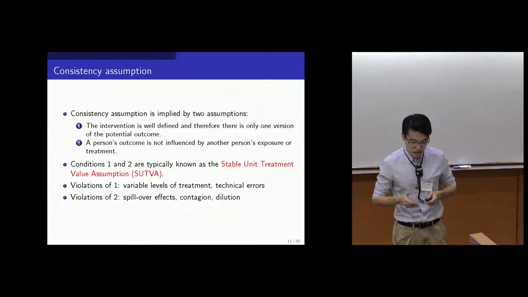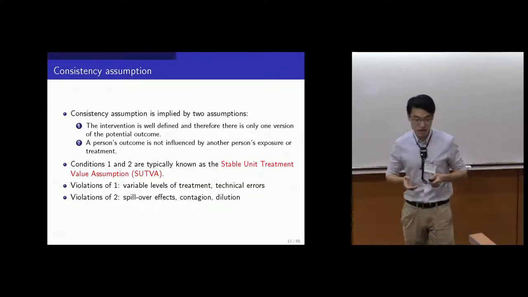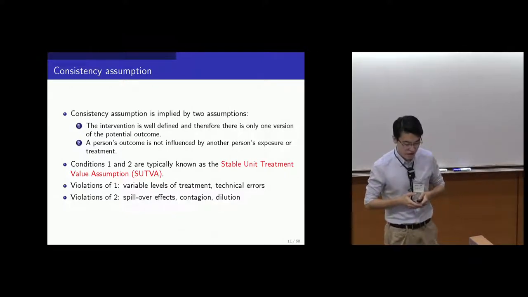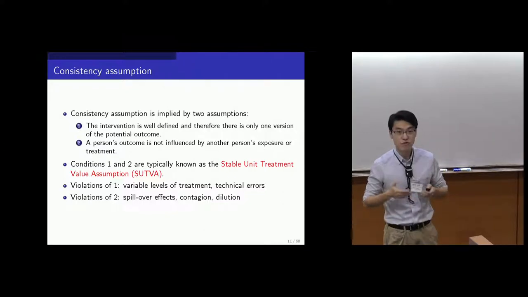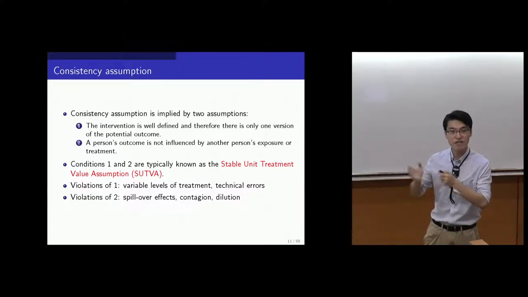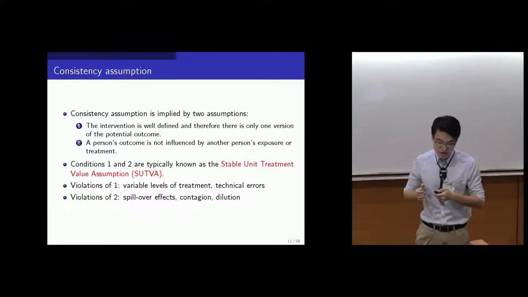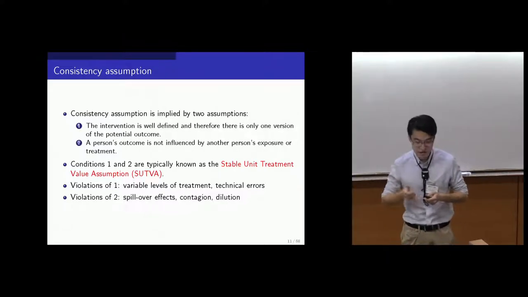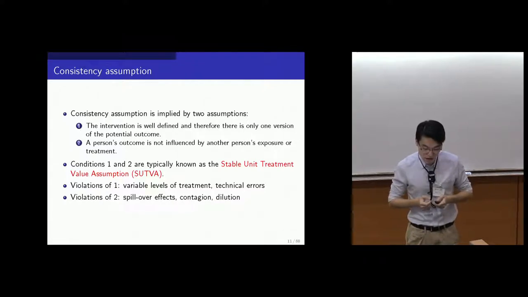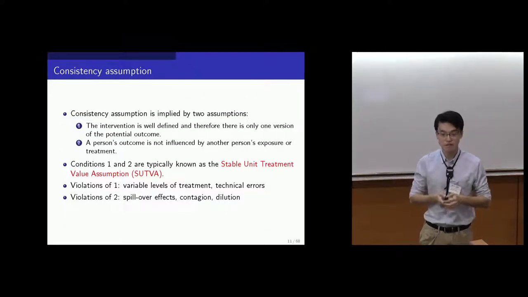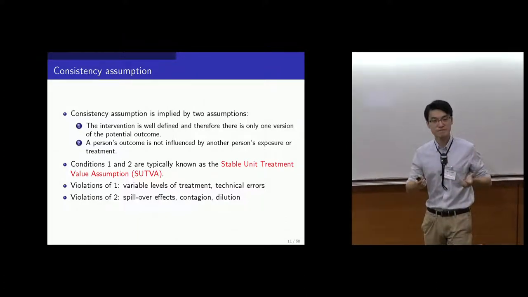So the consistency assumption is implied by two assumptions, that the intervention is well-defined and there's only one version of the potential outcome, right? So your intervention needs to be well-defined for us to know what A is in the first place. And secondly, a person's outcome is not influenced by another person's exposure or treatment. So notice in our earlier consistency equation, we did not take into account the treatment status for any other person, right? So these two conditions are collectively known as the stable unit treatment value assumption. That is, this assumption is frequently assumed in causal inference. And we can think of many situations in which they might be violated. For example, for condition one, there may be variable levels of treatment, right? So the definition A equals 1 may be ambiguous in the first place.